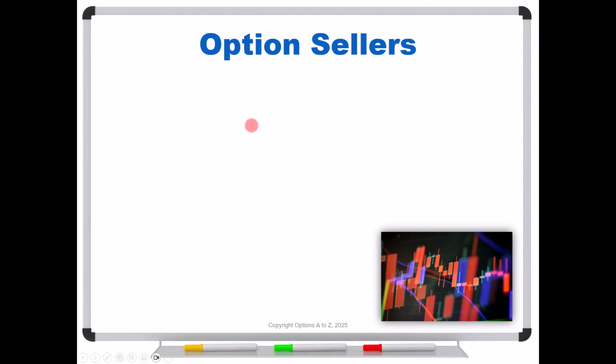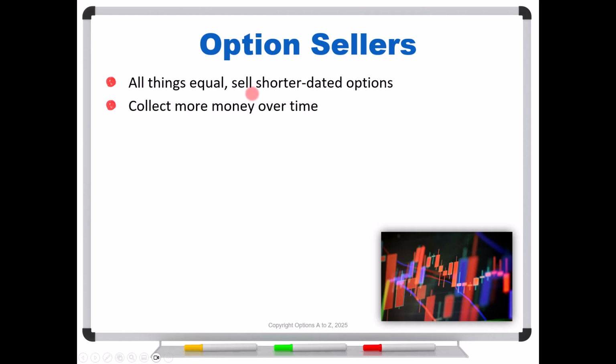What about the option sellers? Well, all things equal, you should sell shorter dated options. But be careful, I said all things being equal. So if you sell shorter dated options, yes, you will collect more money over time, but the hedge will be smaller. So you're not going to have as much of a downside hedge.